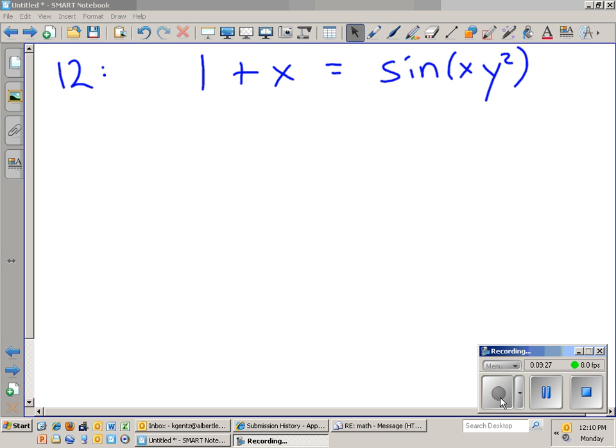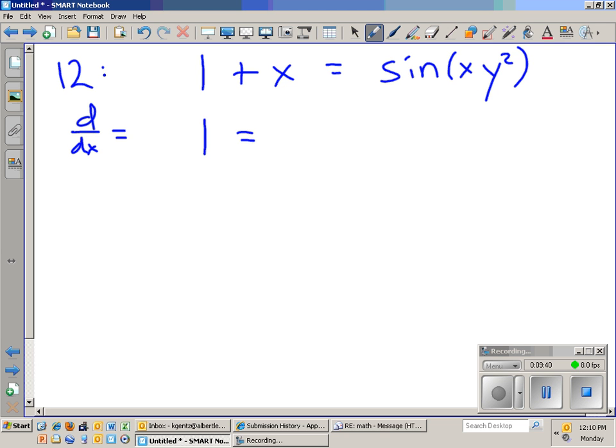If I take the derivative of this, the derivative is going to be equal to, what is the derivative of 1? 0. Derivative of x? 1. So I really don't have much more I have to do. I just have to find the derivative of this guy.